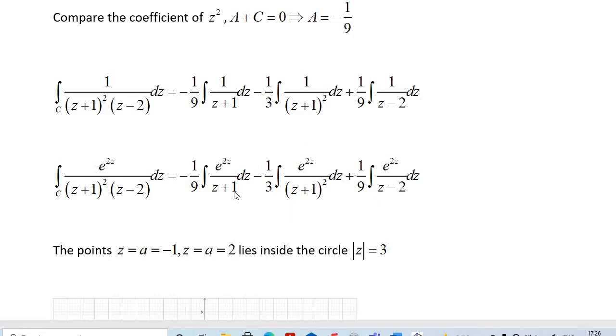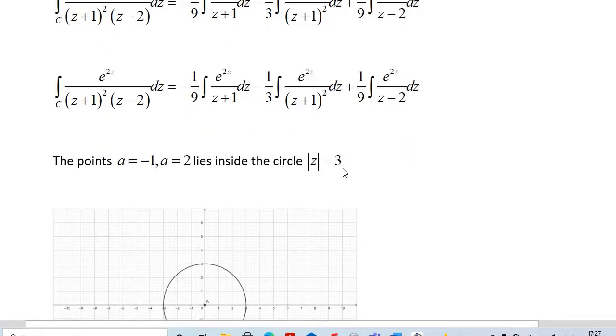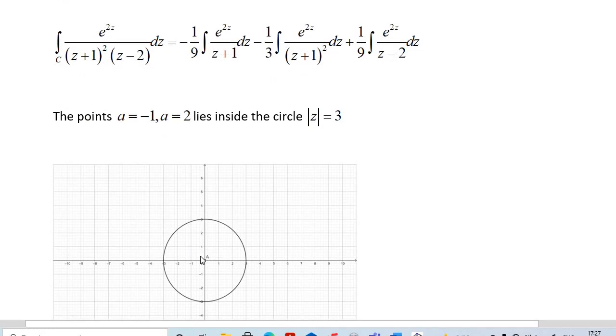Here a equal to minus 1. Here a equal to minus 1. Here a equal to 2. Now we want to check whether a equal to minus 1 and a equal to 2 lie inside the circle mod z equal to 3 or not. So mod z equal to 3 means the center is the origin, radius is 3 units.